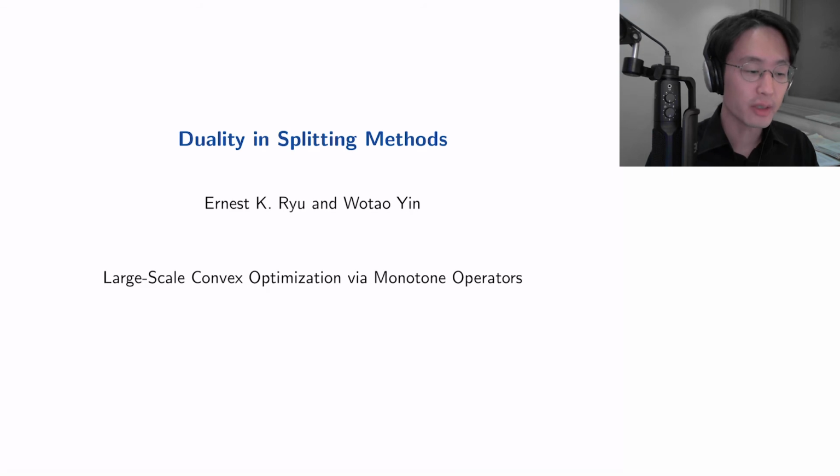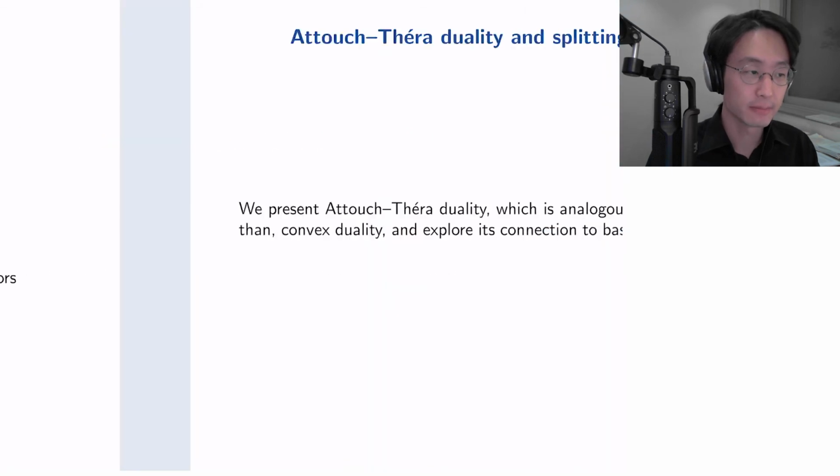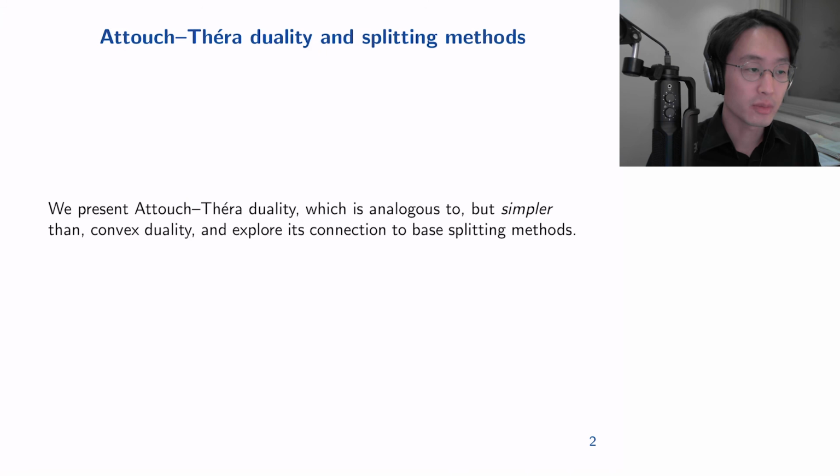Let's start Chapter 9, Duality in Splitting Methods. In this chapter, we present Attouch-Thera duality, which is a duality framework for monotone inclusion problems, which is analogous to but simpler than convex duality. Convex duality has several distinct and complementary interpretations, and Attouch-Thera duality takes one of them and generalizes it to operators.